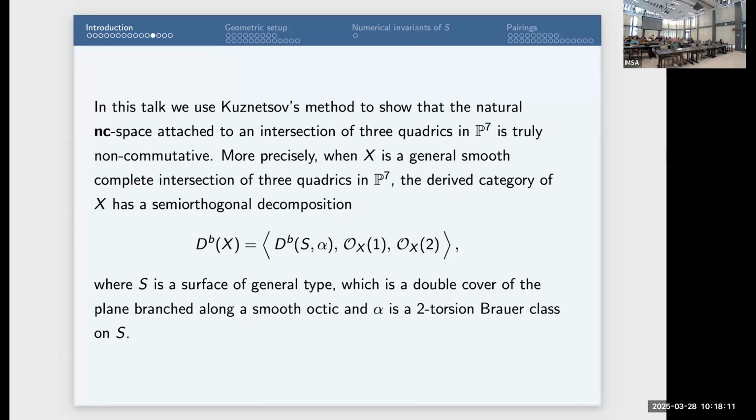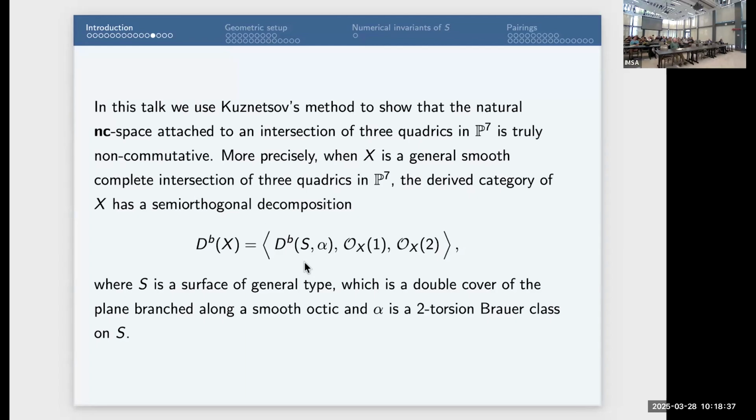And in this talk, we use Kuznetsov's method to show that the natural NC space attached to an intersection of three quadrics in P7 is also truly non-commutative. More precisely, when X is a general intersection of three quadrics, the derived category of X has a semi-orthogonal decomposition with a couple of exceptional summands, and the main one is this D^b(S, alpha).